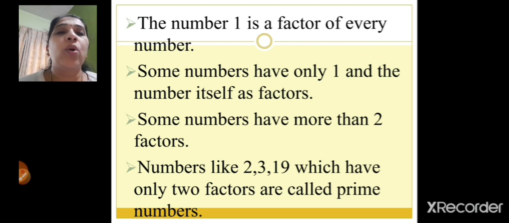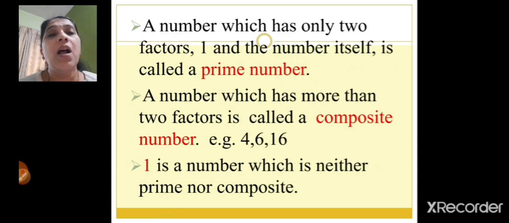Some numbers have more than 2 factors, right? Like the number 6 I told you: 1, 2, 3, 6. They have got more than 2 factors. So the numbers like 2, 3, 19, which have only 2 factors, are called prime numbers. Just now I discussed with you, children, right? So these are some of the examples: 2, 3, 19. Like this, there are many numbers which will have only 2 factors. So the numbers having only 2 factors are called prime numbers. A number which has only 2 factors, 1 and the number itself, is called a prime number.